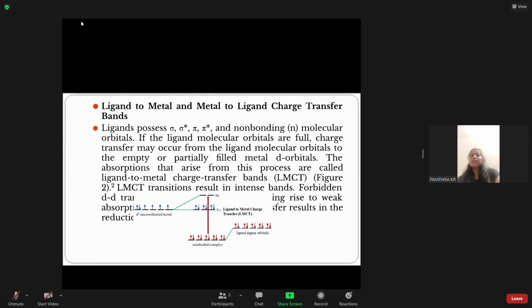Then ligand to metal and metal to ligand charge transfer bands. Ligands possess sigma, sigma star, pi, pi star, and non-bonding molecular orbitals. If the ligand molecular orbitals are full, charge transfer may occur from the ligand molecular orbitals to the empty or partially filled metal d orbitals. The absorptions that arise from these processes are called ligand to metal charge transfer bands, that is LMCT. LMCT transitions result in intense bands, unlike the forbidden d-d transitions giving rise to weak absorption.